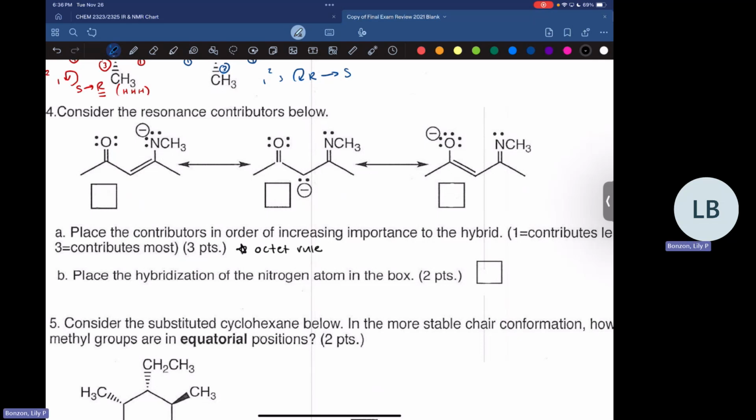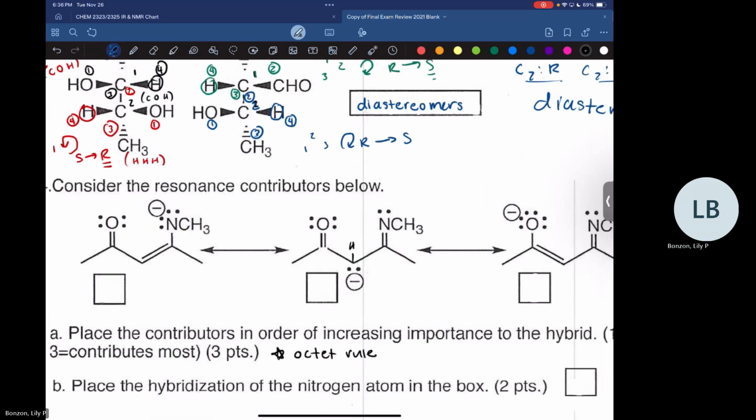So the first thing I would do is to make sure that all of these groups have their octet. We can just count the number of electrons around each atom that we're looking at. So for the minus charge on nitrogen on the left, we have 1, 2, 3, 4, 5, 6 with this bond to carbon, and then 7, 8. So the octet rule is satisfied.